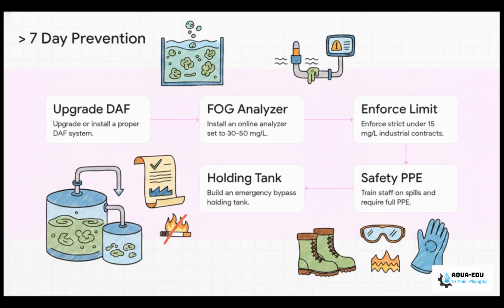Step 3. Enforce strict contracts with our industrial clients demanding under 15 milligrams per liter. Step 4 is training staff, and I want to heavily emphasize operator safety here. When you're handling this stuff, you must wear your PPE, anti-slip boots, chemical rubber gloves, and safety goggles. And absolutely under no circumstances is there any smoking around this highly flammable grease. Finally, Step 5, build an emergency bypass holding tank.